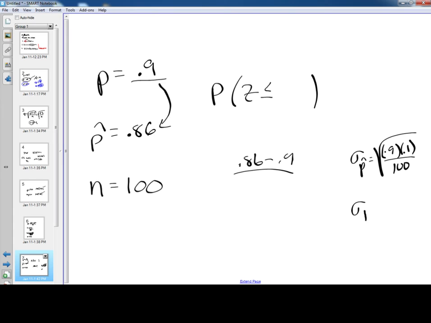So what's my standard deviation here? What's 10% and 9% and then divided by 100? What's what percent? 0.9 divided by 100, so 0.009. Yeah. Okay, so we're going to divide by 0.009 here. So, find me a z-score, please.